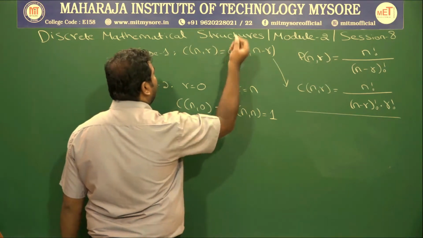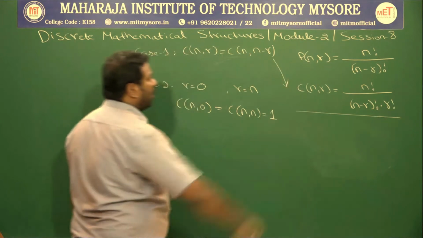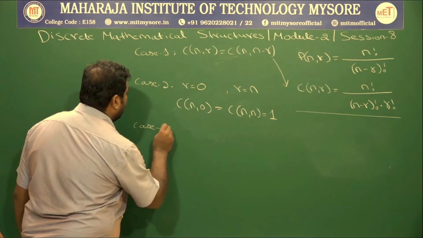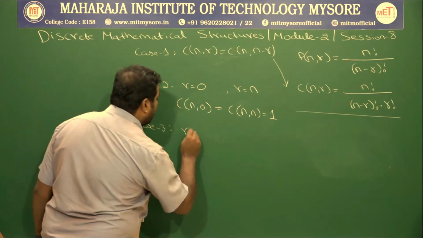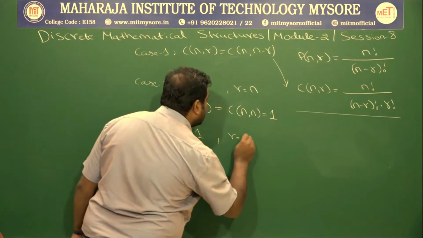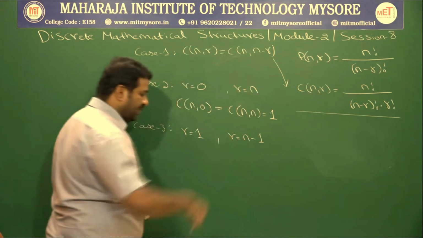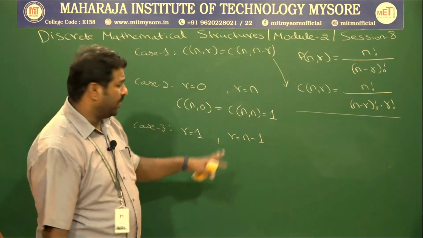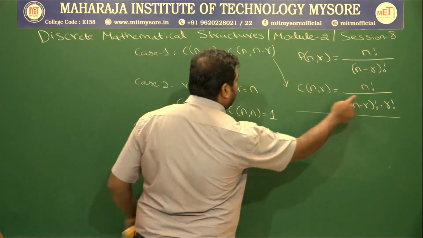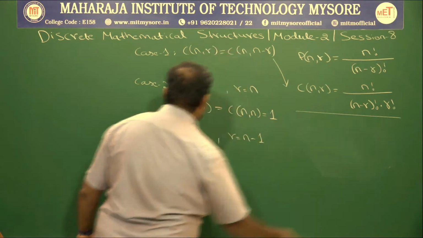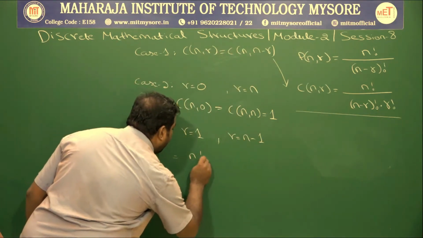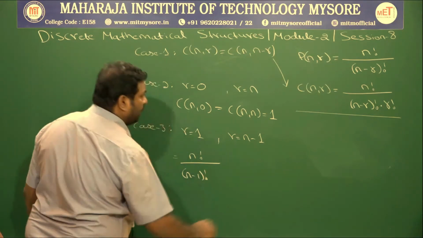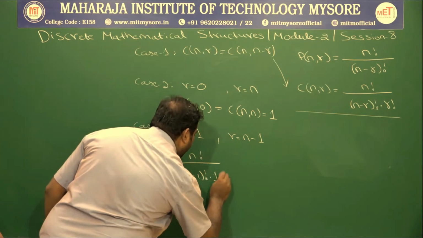In a similar way I can relate this to the form which I already know. Fine. So now we'll move on to case 3. In case 3, what if the r value is 1 and what if the r value is n minus 1? Case 1 I have just taken, and now I am taking r equals n minus 1. So in this case, what happens? If r is 1, n factorial divided by n minus 1 factorial into 1 factorial.